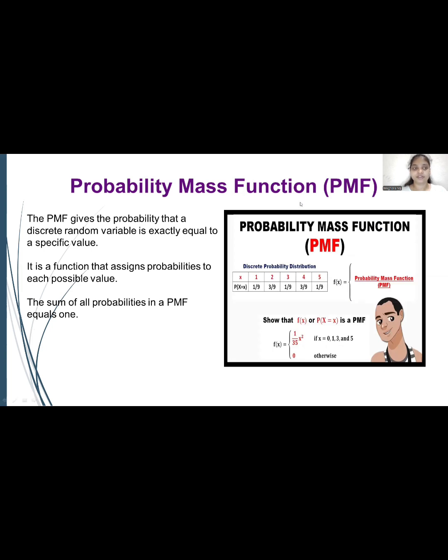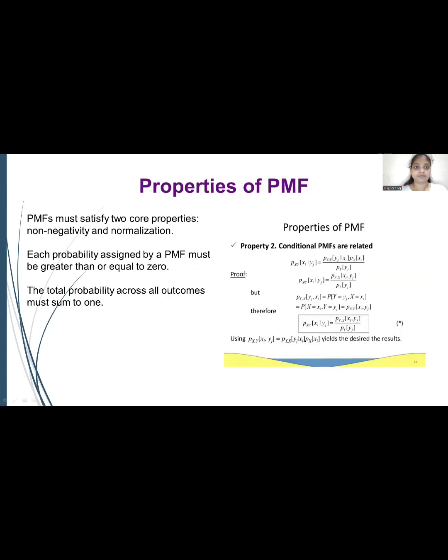Probability mass function. The PMF gives the probability that a discrete random variable is exactly equal to a specific value, and it is a function that assigns probability to each possible value. The sum of all probabilities in a PMF is equal to 1.